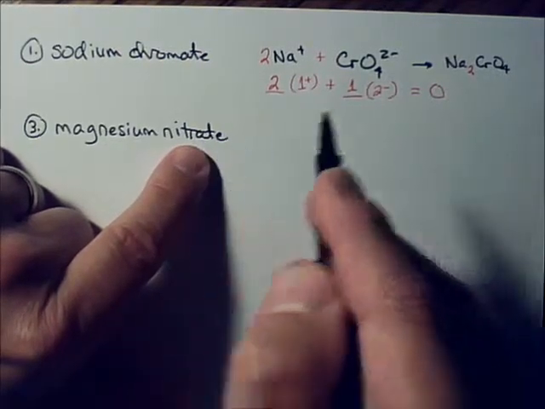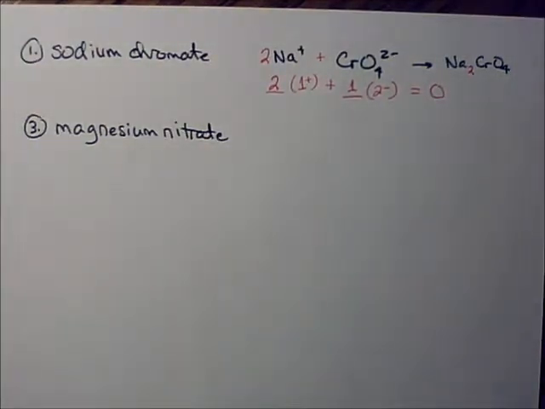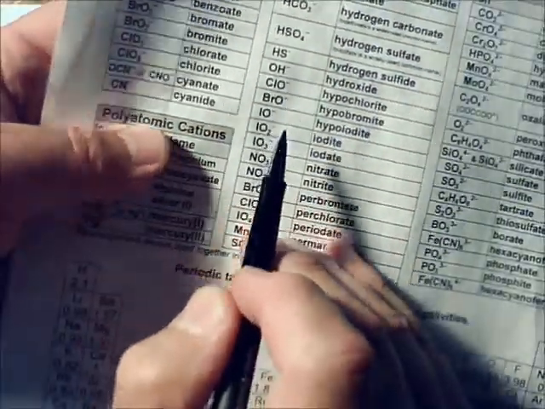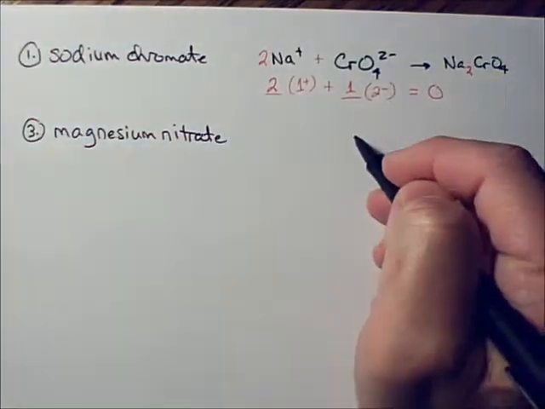Anyway, so nitrate, you look it up on that common ions list, the list of polyatomic ions, and specifically the anions. Nitrate's right here. So its formula is NO3.